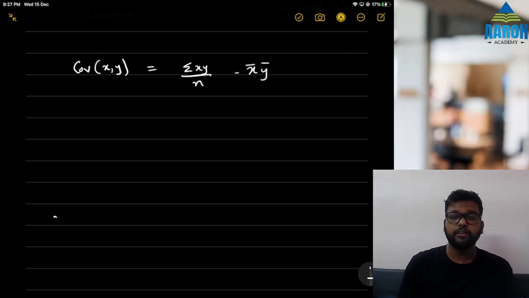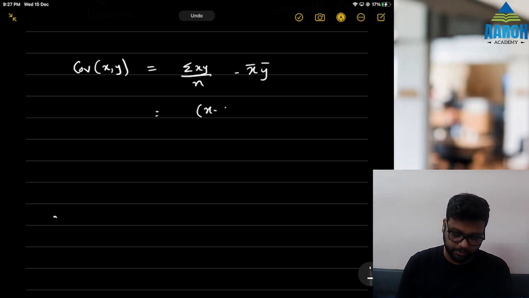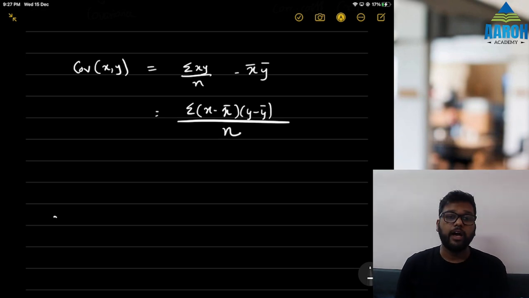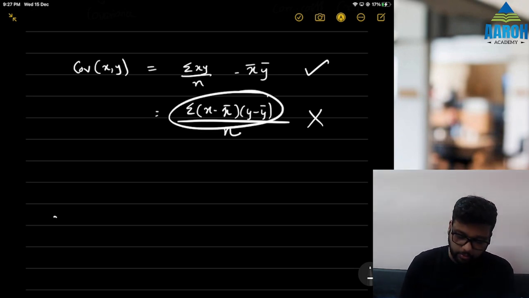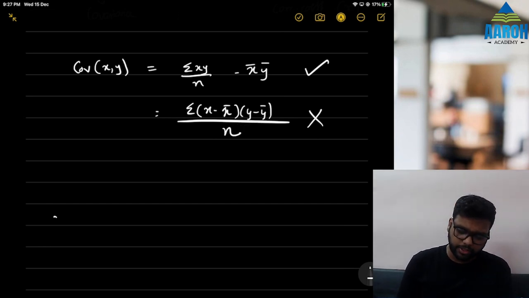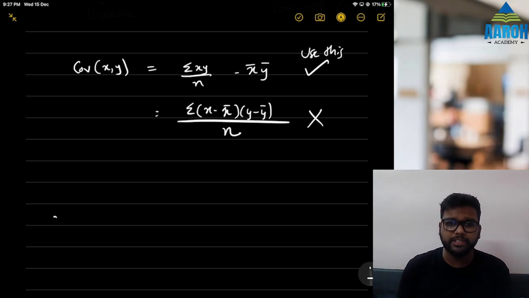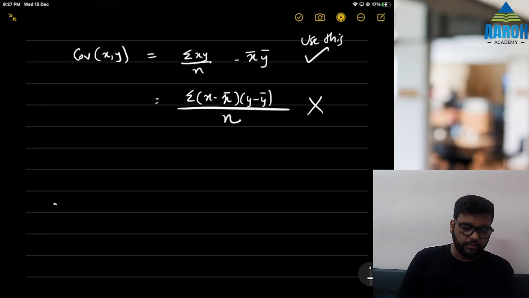Correct. Perfect. Summation xy by n minus x bar y bar, or the original formula is the sum of (x minus x bar)(y minus y bar) divided by n. However, from the exam point of view, we will use this formula, not this formula. But you should know the second formula, because in the exam they might give this value and ask you to find covariance. So you should know this formula also, the second one. Although use this from the exam point of view because it is easier and faster to calculate. We'll calculate some examples. Fine. So covariance is summation xy by n minus x bar y bar.